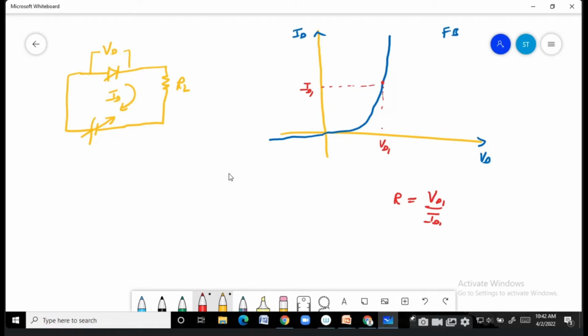That is how you find the static resistance. But my concern is how you select this point and what is the purpose, how do you actually get this point? Okay, suppose I say that you already have the characteristic of this diode, which is provided by the manufacturer. Every diode you hold in your hand has a data sheet, and you have a characteristic also like this.